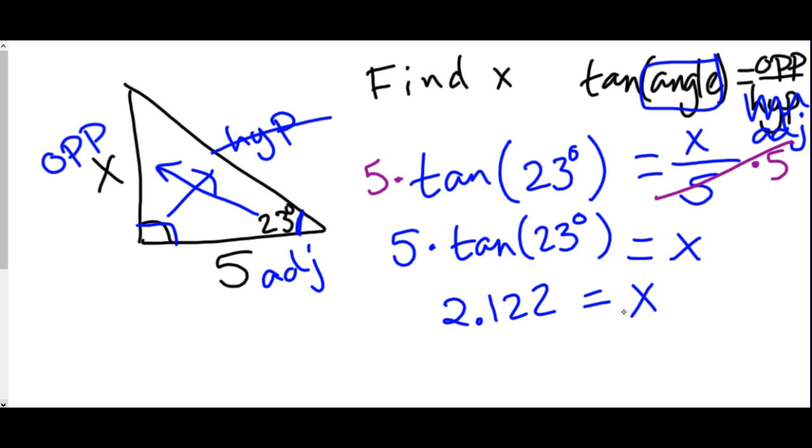And most of the time it'll ask you to go to the first decimal place, the tenths. So if I were to round this, it would round as 2.1. So the next thing we can do with tangent ratio is similar to what we've done.